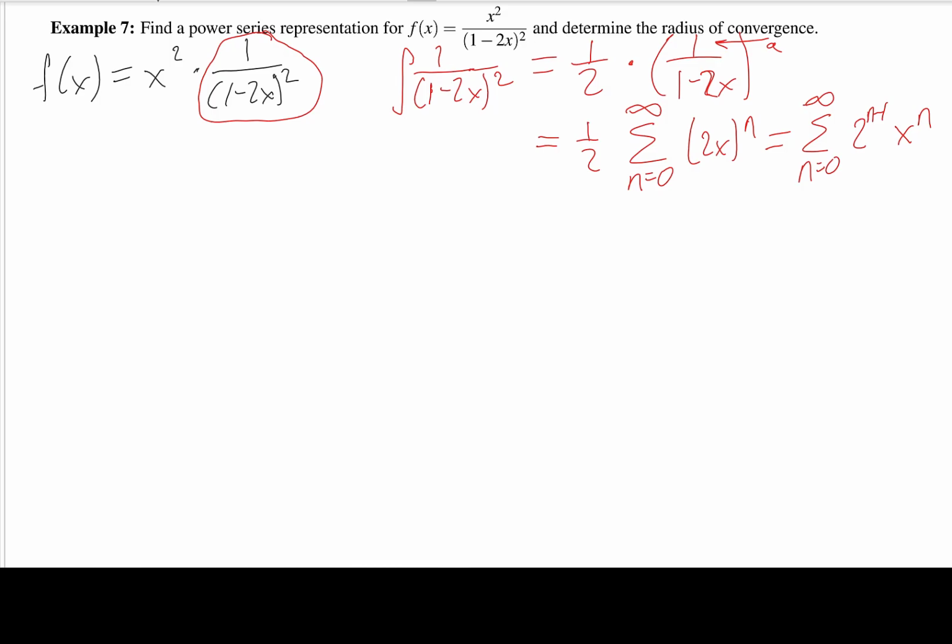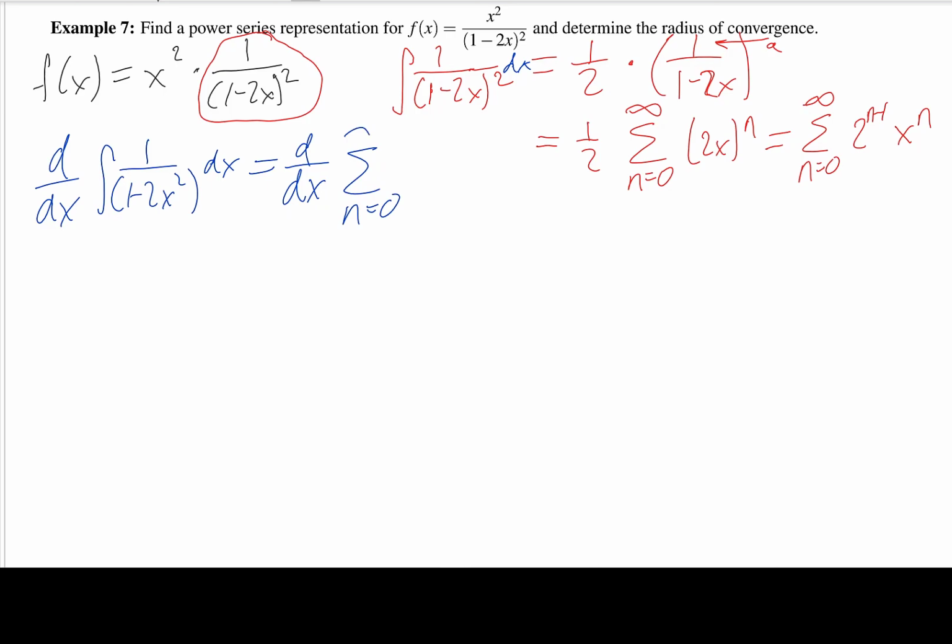Okay. Now, just like before, we're going to take an integral of both sides. Right? Remember, we haven't worked with this part yet. We'll work with this later. I'm still just working with the part that I circled in red. So we'll have d dx of the integral of 1 over 1 minus 2x squared. I'm forgetting dx is in here. So this will be equal to d dx of the sum from n equals 0 to infinity of 2 to the n minus 1 times x to the n. So remember, here's my c sub n.